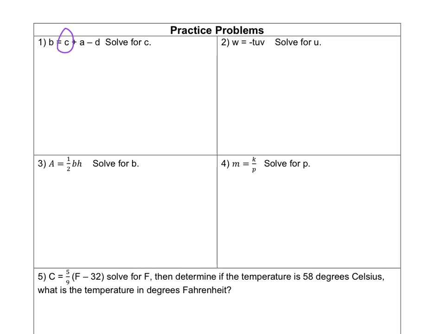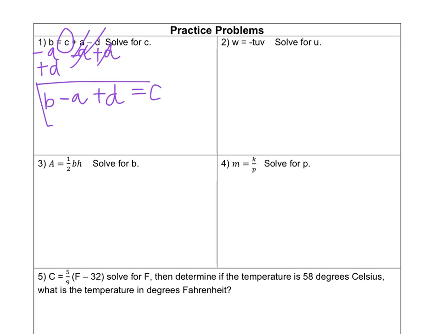So it would be the opposite of adding A. Subtracting A. So I would subtract A from each side. And then I would also need to add D to get it to the other side. So that would leave me with B minus A plus D equals A minus A is 0 and negative D plus D is 0. So I would just be left with C, which is what we wanted.